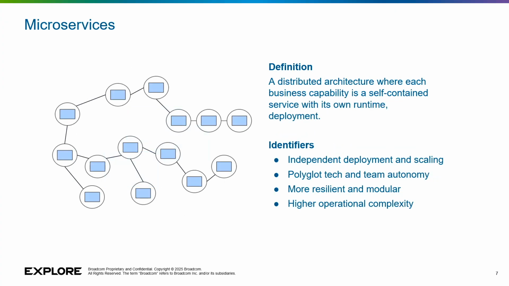But then, about 10, 15 years ago, we said, what if we could extract out the domains? Each domain gets a service. We get so many advantages through these microservices, like independent deployment and scaling, polyglot tech and team autonomy, and being more resilient and modular. But as we saw from some hands that shot up earlier, it gets more complex, not only on the operations side, but also on the coding side.